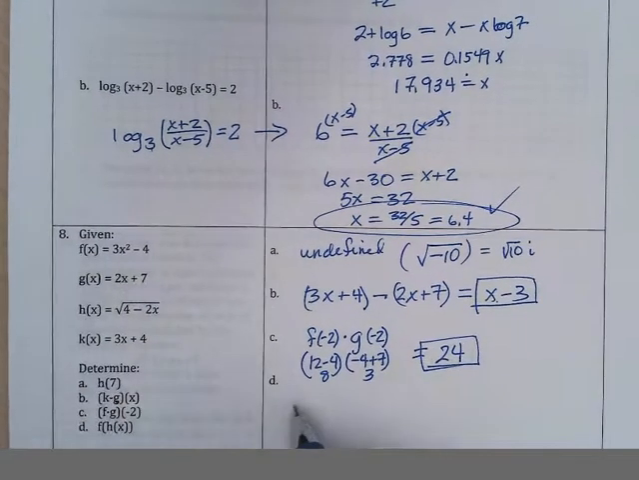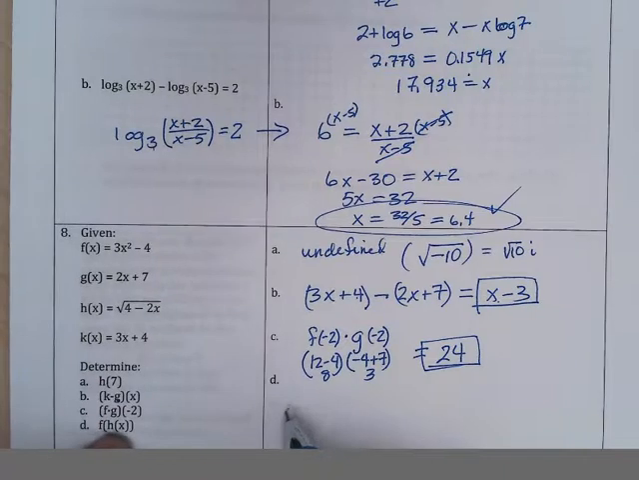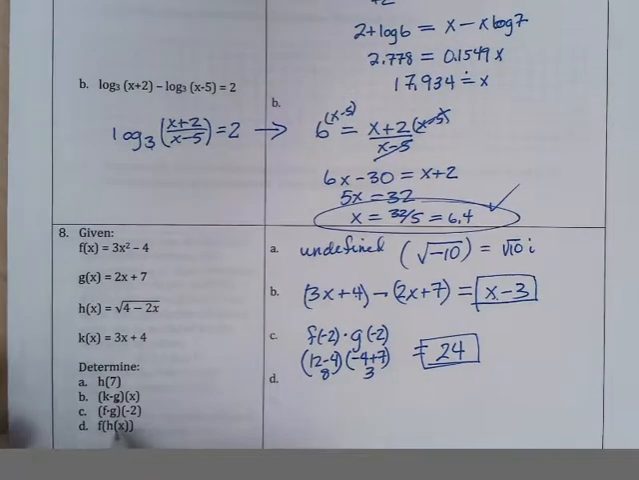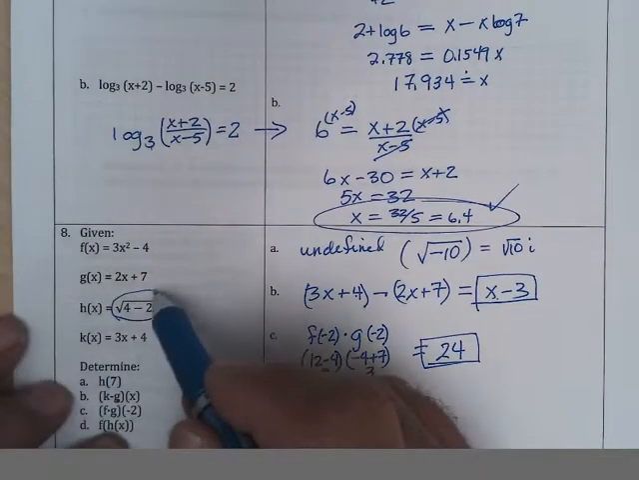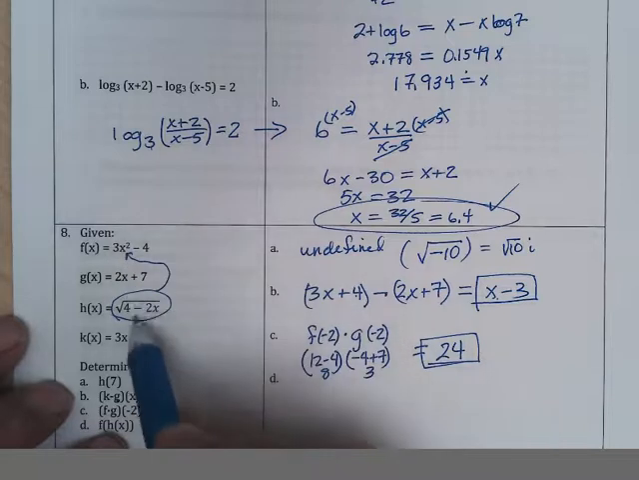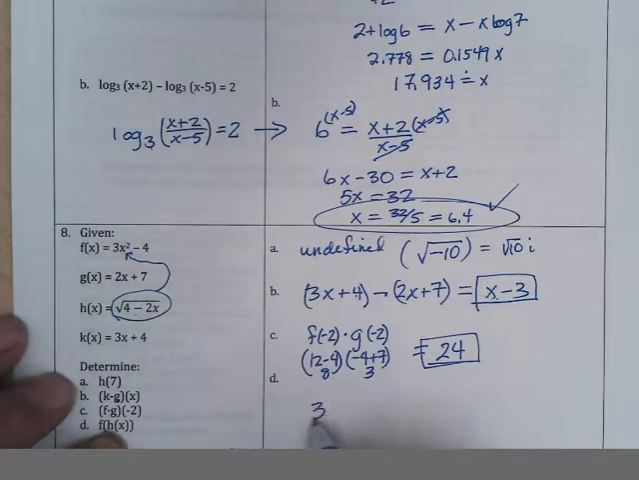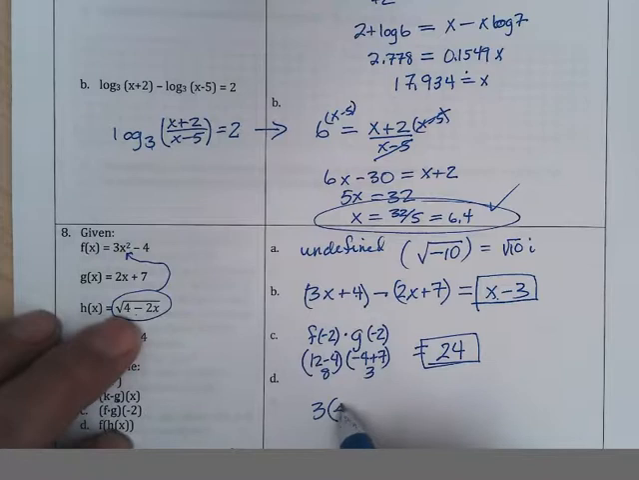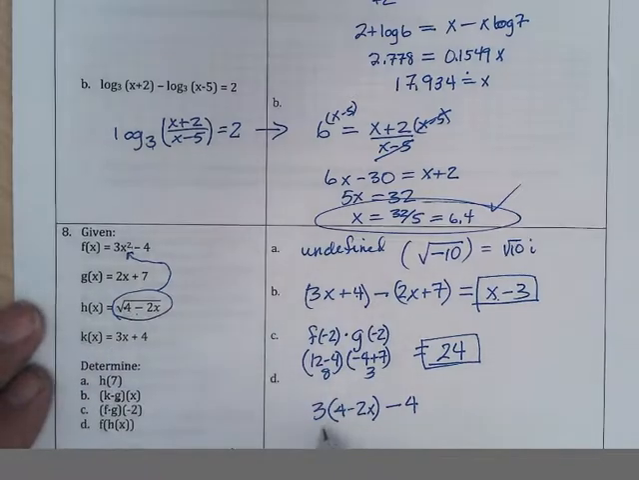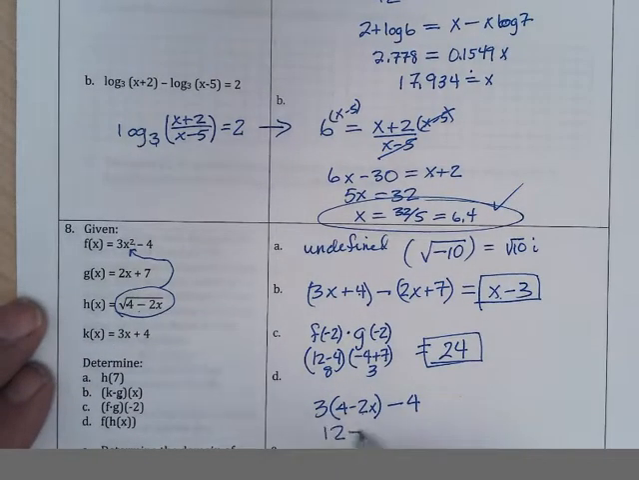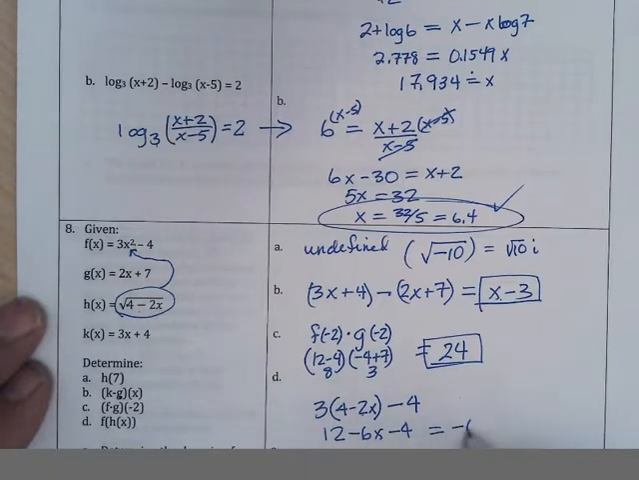And D, f of h of x. So I got to put h of x into f. So that gets squared, so I'm going to get 3 times 4 minus 2x minus 4. The square gets rid of the square root. So I got 12 minus 6x minus 4, which is minus 6x plus 8.